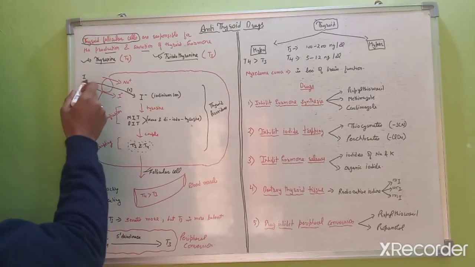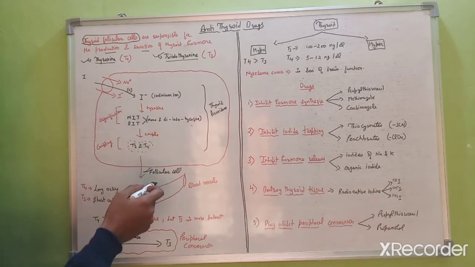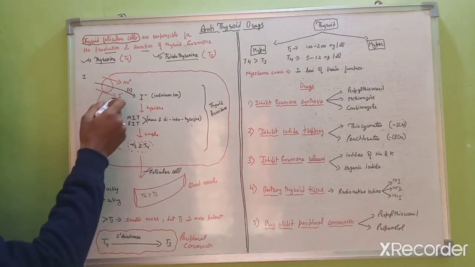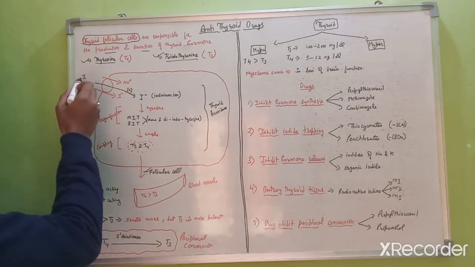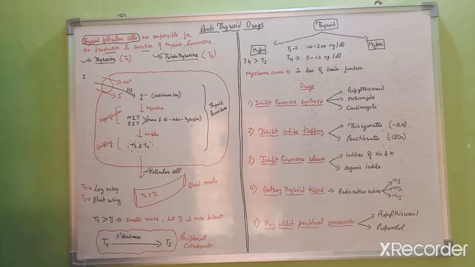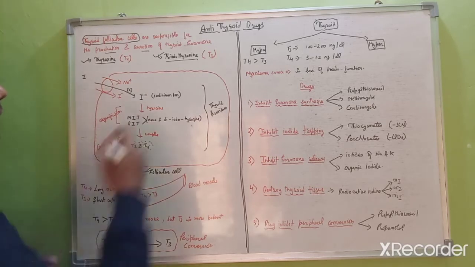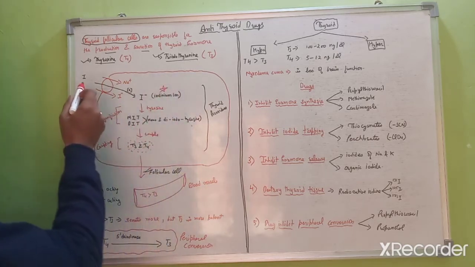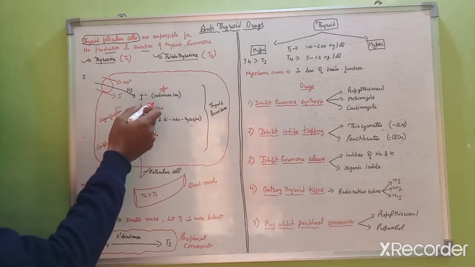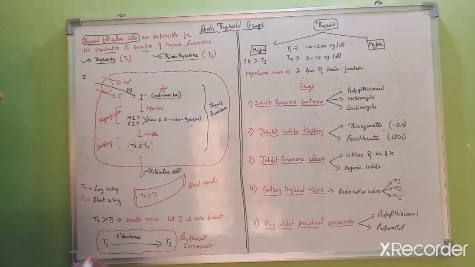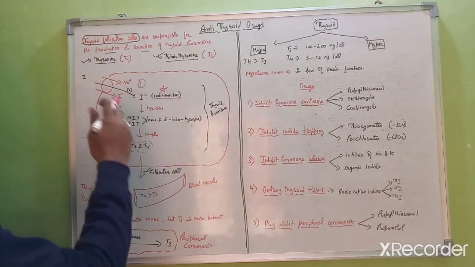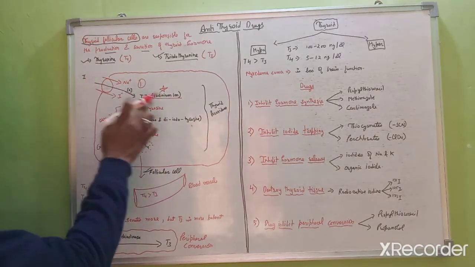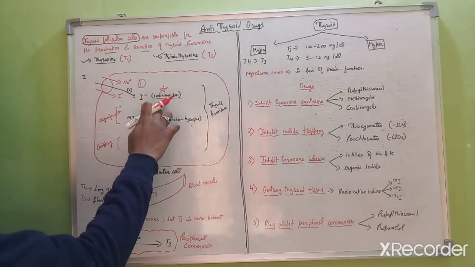Iodine will come into the follicular cell with the help of the sodium iodide symporter. When iodine comes into this follicular cell, it will be converted into the iodinium ion. When iodine is converted into this iodinium ion, oxidation occurs. This is the first reaction: the oxidation of iodine, and the iodinium ion forms.